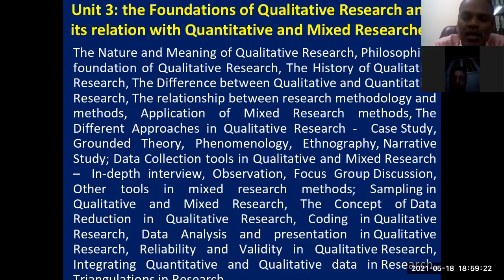Then triangulation. So there are four parts. The first part is talking about the concept of qualitative research and its relationship with quantitative and mixed methods, how qualitative studies relate with the other types of research. The second part is the specific approaches followed in qualitative research. There are six approaches commonly used in qualitative study. Then the third part gives importance to the data collection tools, sampling techniques, data reduction, and data coding. The fourth part is data analysis and presentations, reliability, validity, and integration of quantitative and qualitative, and triangulation.